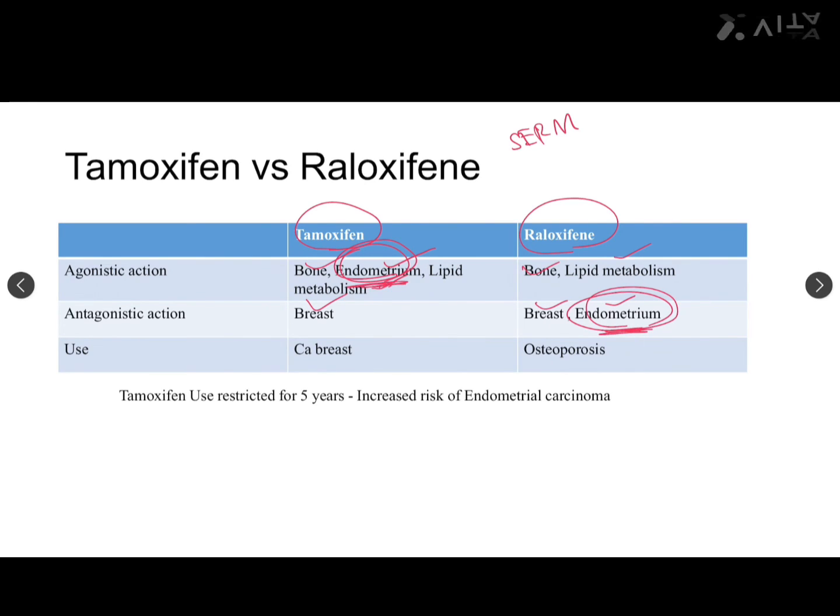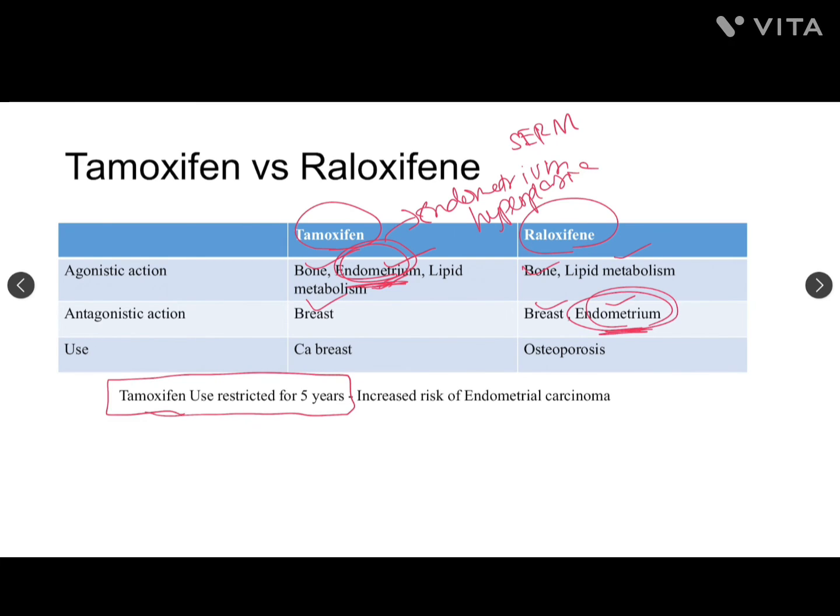Now, what happens when you're agonistic at endometrium? It causes buildup of endometrium, hyperplasia in prolonged use, right? So that is the thing. That is what I have written here. Tamoxifen should be restricted within 5 years. It should never be used more than 5 years. This is because of increased incidence of endometrial carcinoma. This adverse effect is due to this agonistic action of tamoxifen, whereas raloxifene doesn't have this adverse effect because it is antagonistic at endometrium.